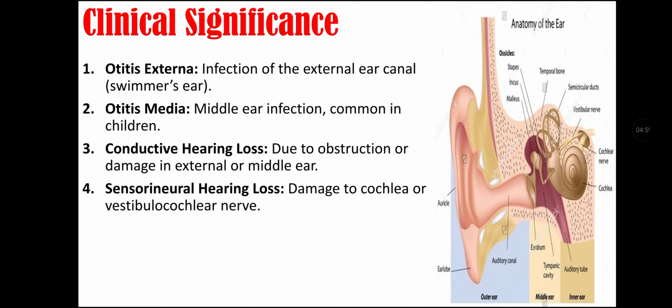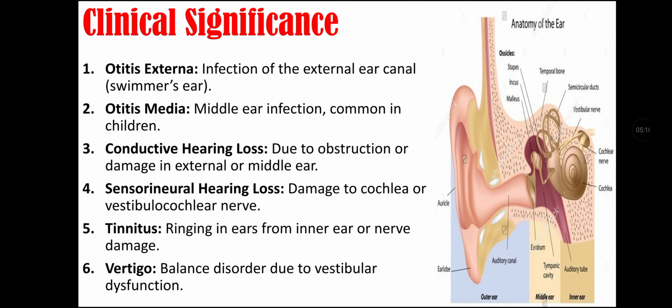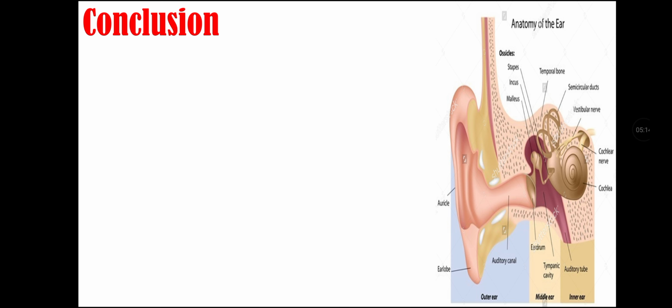Fourth significance is sensorineural hearing loss, that is damage to cochlea or vestibulocochlear nerve. Fifth significance is tinnitus, that is ringing in ear from inner ear or nerve damage. Sixth significance is vertigo, that is balance disorder due to vestibular dysfunction.